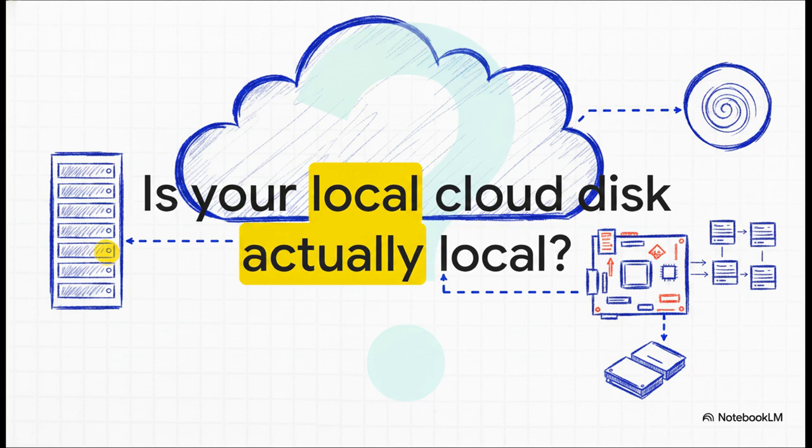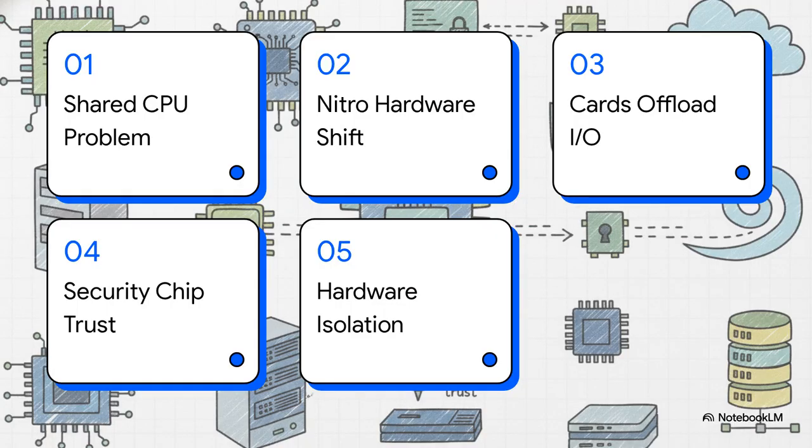And to understand how we got here, we kind of have to look back at the way things used to be. So here's our roadmap for this explainer. We'll start with the historical flaws of the shared CPU problem, then cover the Nitro hardware shift, see how Nitro cards offload I/O, examine Silicon Trust via the security chip, and wrap up with advanced hardware isolation.